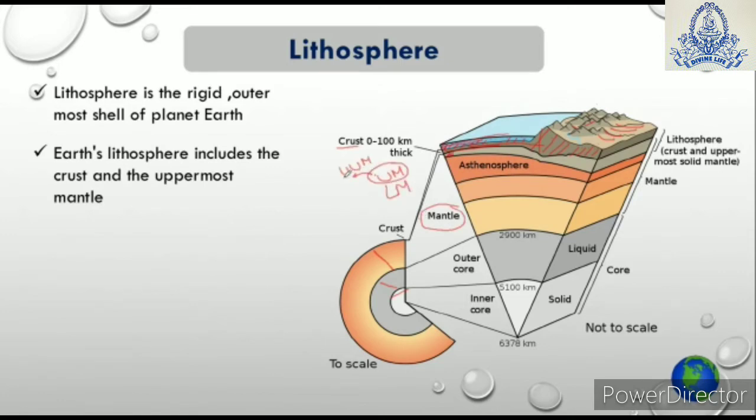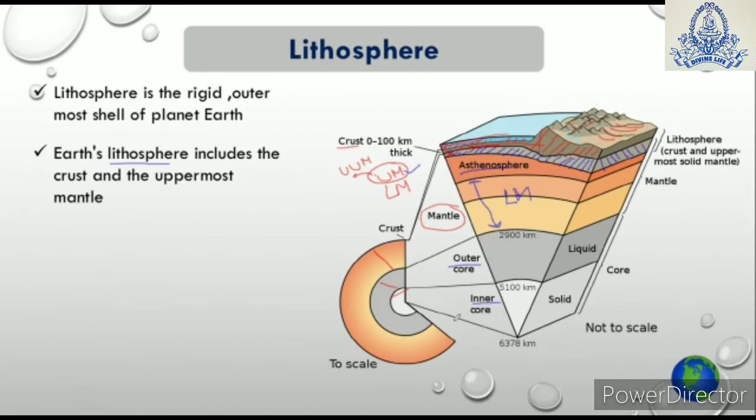And in that, the uppermost part of upper mantle, which I am coloring with blue color, this is the uppermost portion of upper mantle. So this portion and crust together are forming lithosphere. Below the lithosphere comes your asthenosphere, which is also part of upper mantle, and then comes your lower mantle. Then comes the outer core and then the inner core.